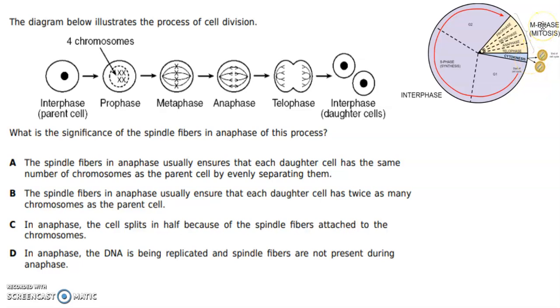Now let's focus again on M phase for mitosis. That is where each of these pictures are broken down. If we are looking here at prophase, we can start seeing the individual chromosomes. Then on metaphase, that is when the chromosomes align in the middle.